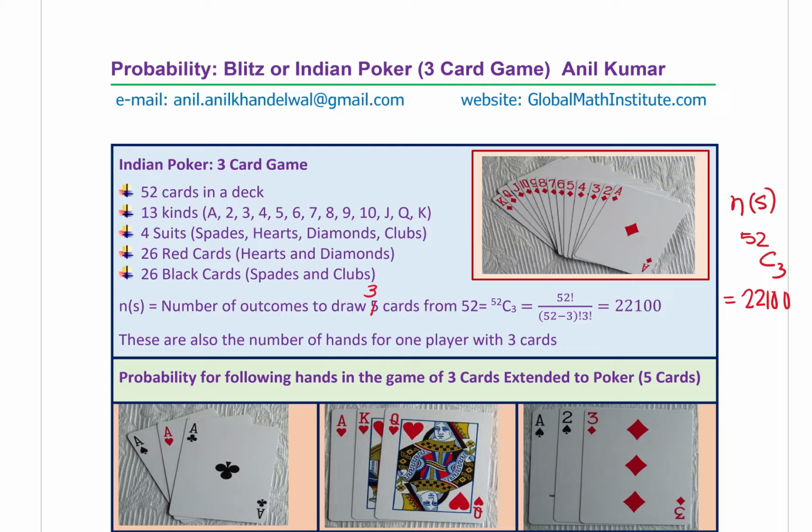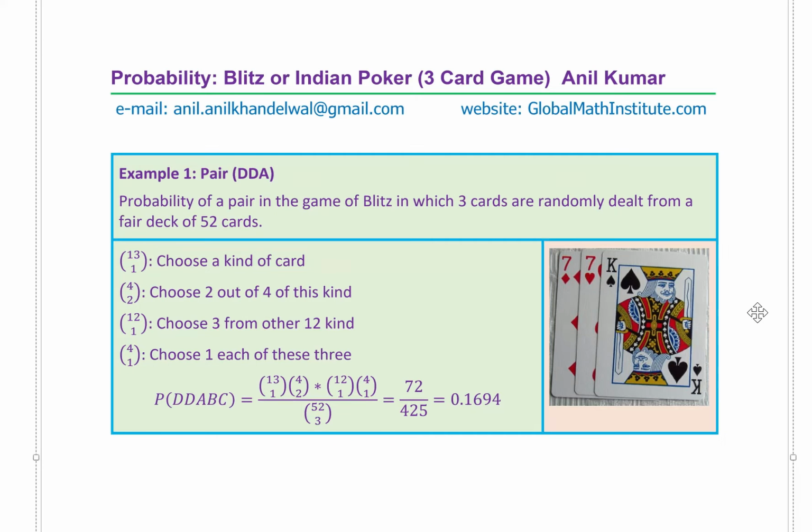Now let's see how to find the probability of these events. We'll begin with the pair itself. When I say pair, that means we have two of the same kind. So let's say double D, and A is a different card. So in that case, what is really happening is we are actually distributing three cards. And we need to get a pair, meaning the same kind, right? So there are, as you know, 13 of the kinds, right?